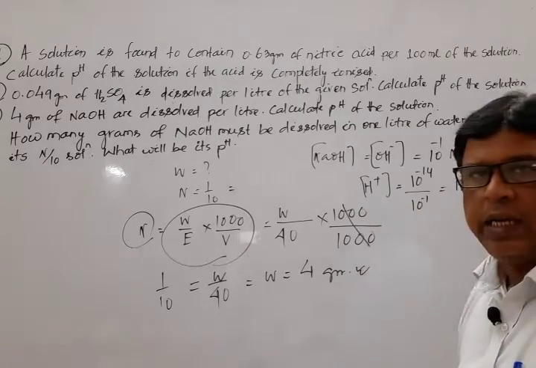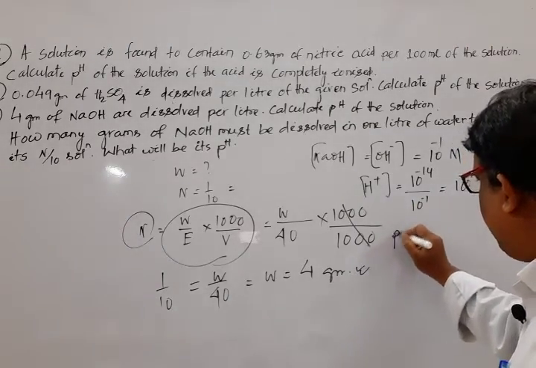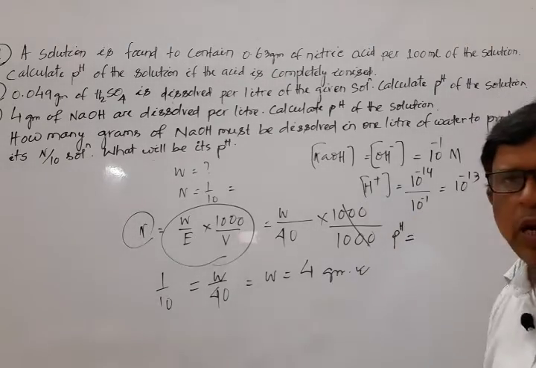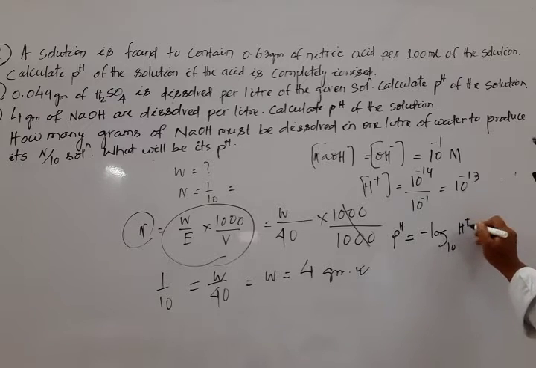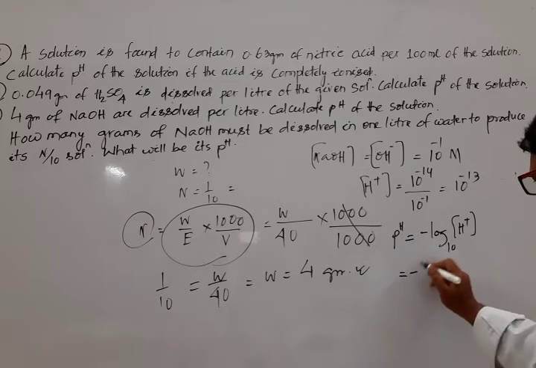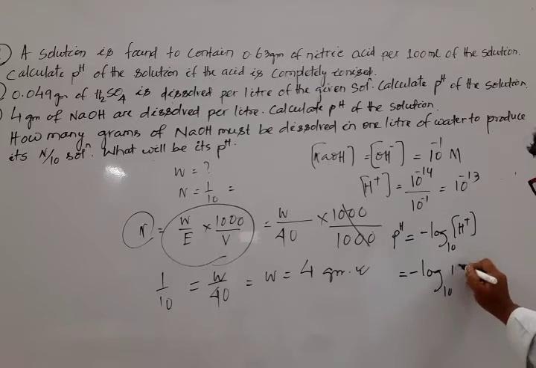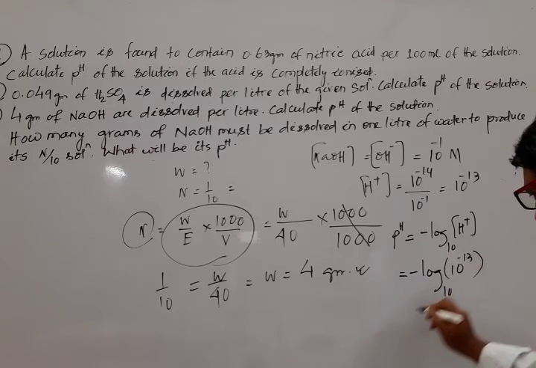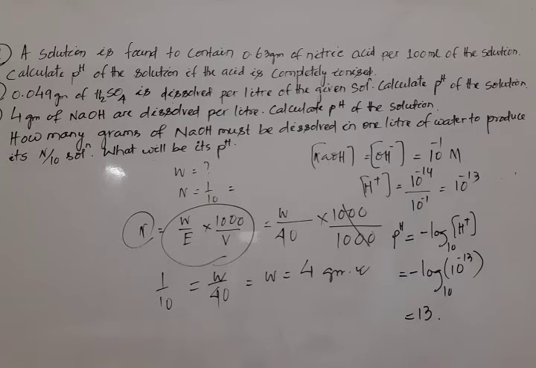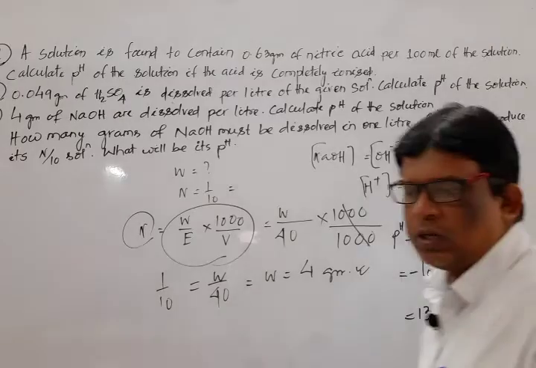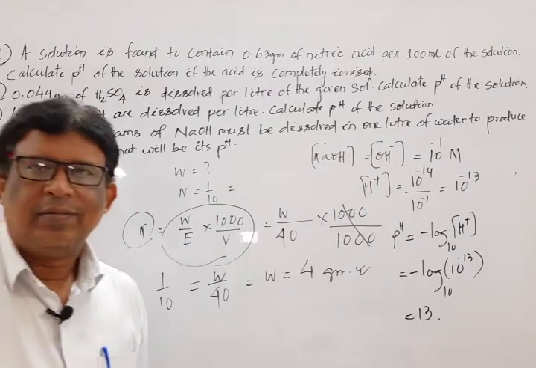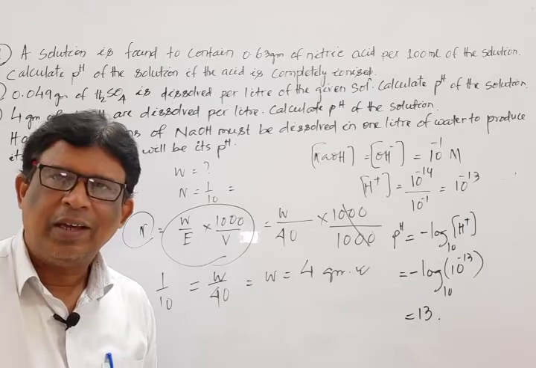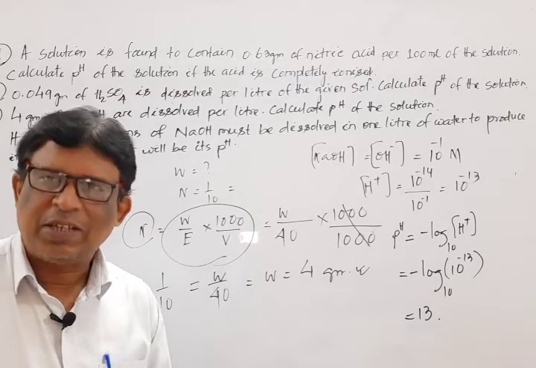So we say that H plus ion concentration is equal to 10 to the power minus 14 by 10 to the power minus 1, which is equal to 10 to the power minus 13. If H plus ion is calculated, then we know pH. What is the formula for calculating pH? It is the negative logarithm of H plus ion concentration. Putting this value, minus log 10 to the power minus 13 is equal to 13. So pH of that sodium hydroxide solution is 13. Okay, good. Move to the next question.